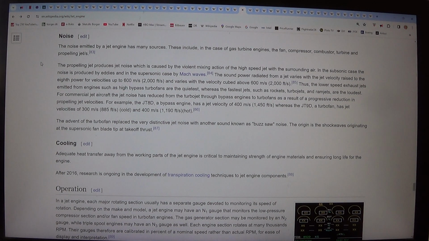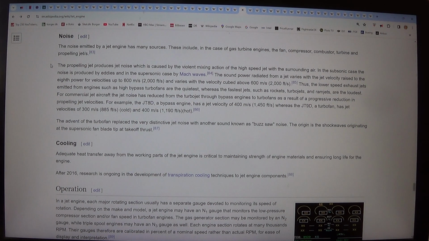Thus, the lower speed exhaust jets emitted from engines such as high bypass turbofans are the quietest, whereas the fastest jets, such as rockets, turbojets, and ramjets, are the loudest. For commercial jet aircraft the jet noise has reduced from the turbojet through bypass engines to turbofans as a result of a progressive reduction in propelling jet velocities.